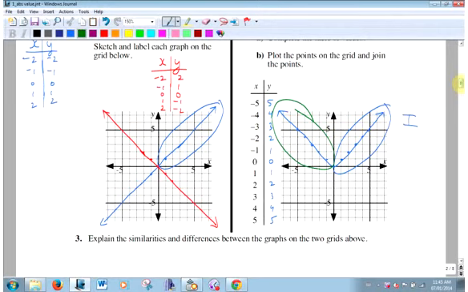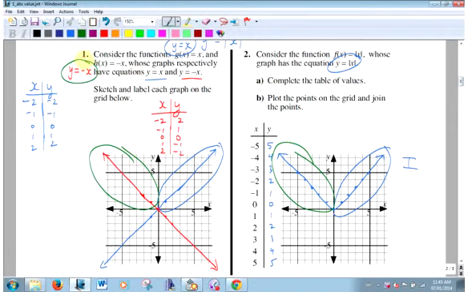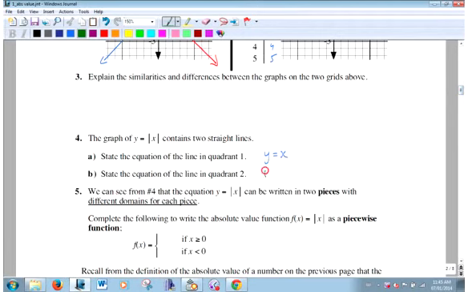What is this function? That's the same as this thing here, right? That is y equals minus x in quadrant 2. Okay? Everybody all right so far?